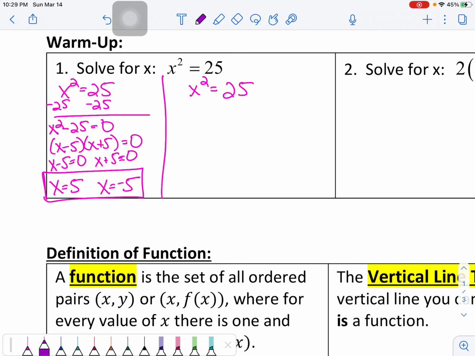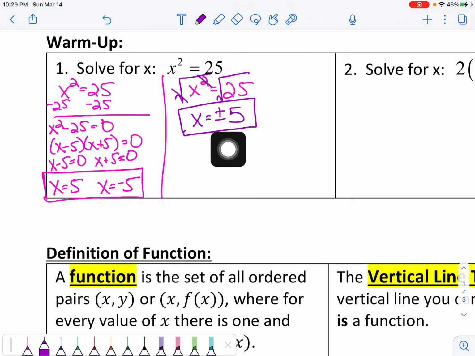You can also just look at it and realize that x squared is all by itself on the left side, and the opposite of squaring something is to take a square root. Now, the only thing you got to be careful about with this is when you put a square root into the problem, you must include a plus or minus, and the square root of 25 is just 5. So this is the exact same answer as this.